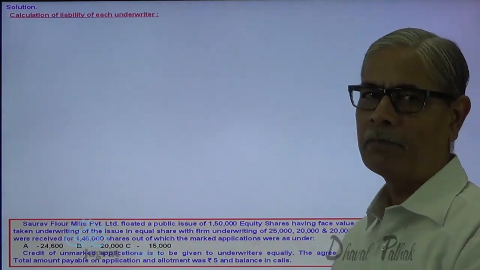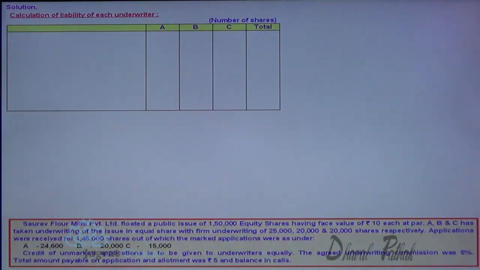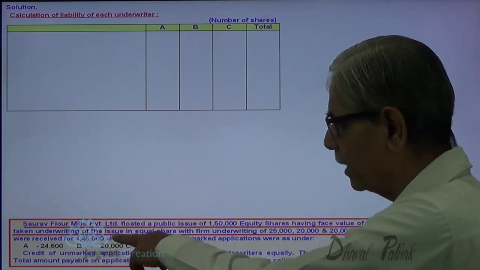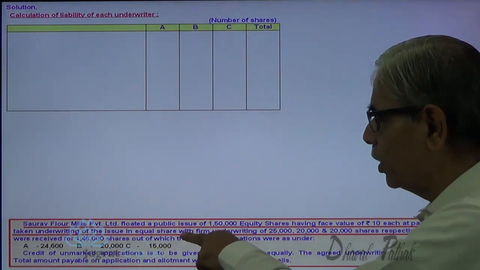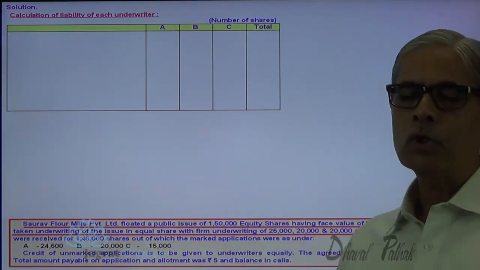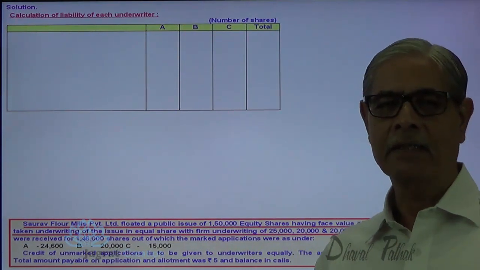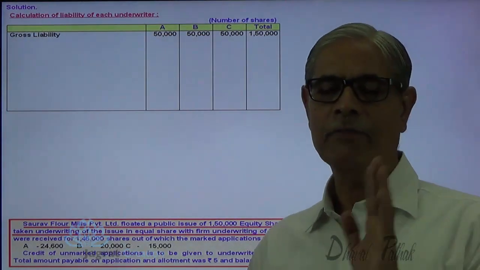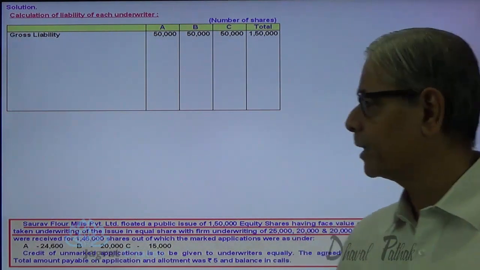Calculation of liability of each underwriter. That is the first question. There are 3 underwriters, A, B and C. Total issue 1,50,000. A, B and C have taken underwriting of the issue in equal share. So every underwriter has underwritten 50,000 shares. So 1,50,000 shares underwritten equally. So each underwriter's liability is for 50,000 shares. That's the first important point.